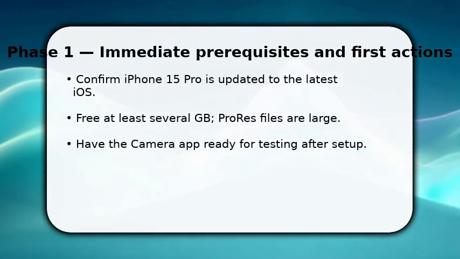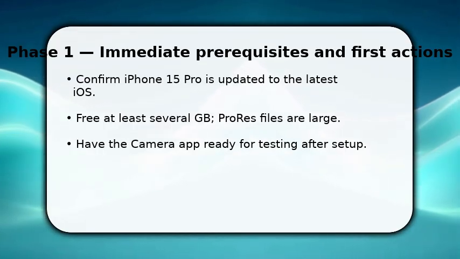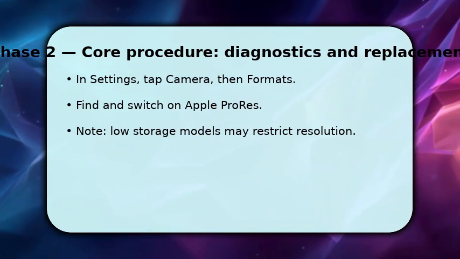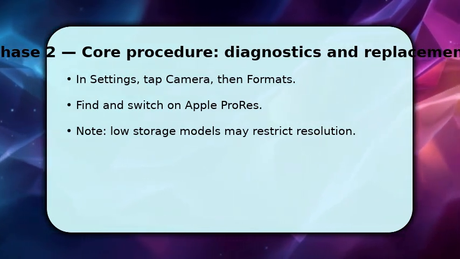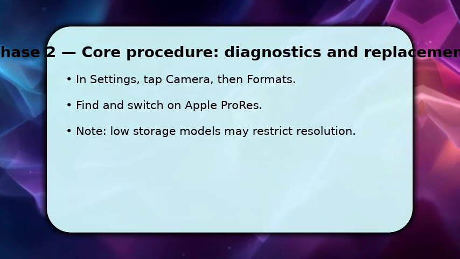Make sure your device is unlocked and plugged in or charged. Enabling and testing ProRes can take time and battery. Now go into Camera, then Formats, and locate Apple ProRes. Flip that toggle on. You do this because the OS exposes ProRes only as a Formats level setting. The Camera app will follow.